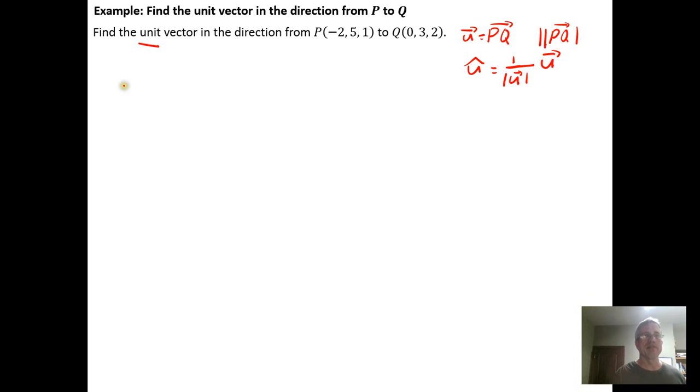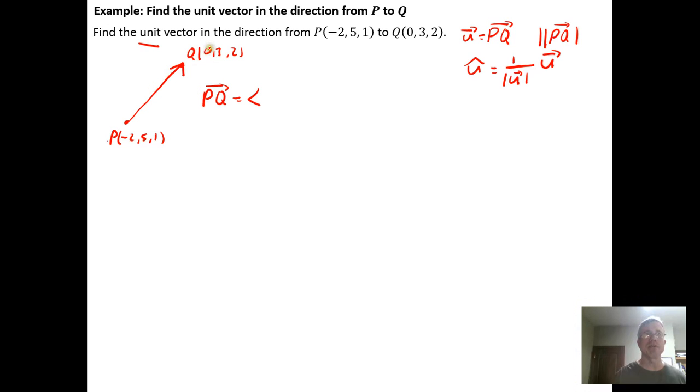So first the vector from P to Q, and I always like drawing the picture. It makes me happy. So even if it doesn't make you happy, tough patootie. So if I have the point (-2, 5, 1) and the point Q, which is at (0, 3, 2), if I want to find the vector from P to Q, we're looking for the vector in this direction from P to Q. So this is the terminal point. This is the initial point. So finding the vector from P to Q is just going to be just like it was in the previous homework.